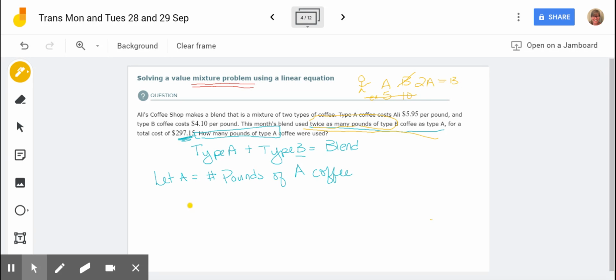That's important because here we go with our equation. What equation can we write? The total is money, so we need to talk about money.